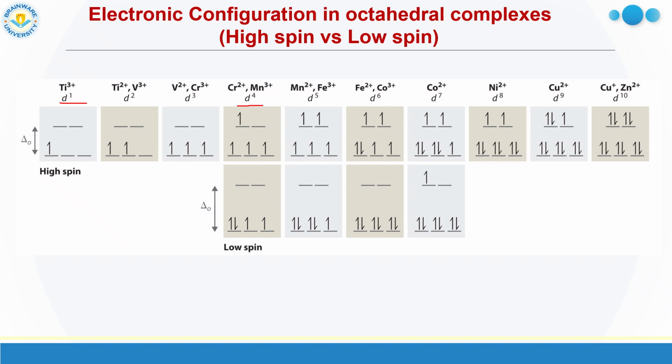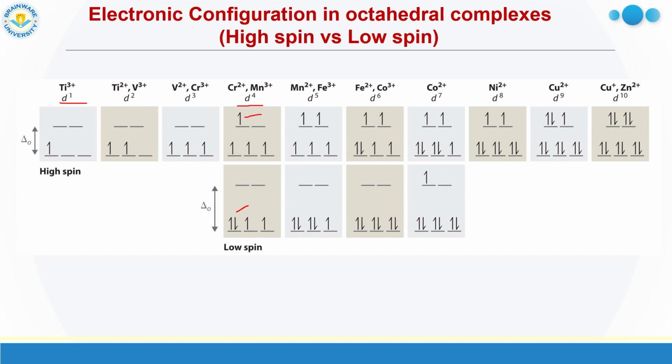Here the interesting situation arises, that is where to put the fourth electron. We have two options. Either we can put it in the higher energy level, or we can put the fourth electron in the lower energy level. In that case, we have to change the spin of the electron, right? In the same orbital, two electrons will always have opposite spin.